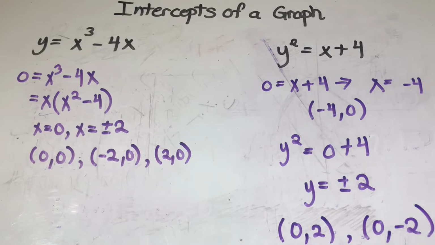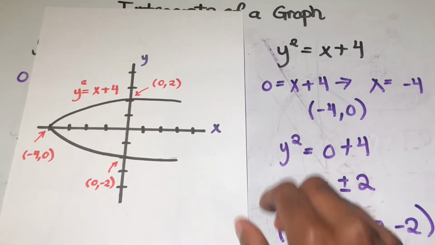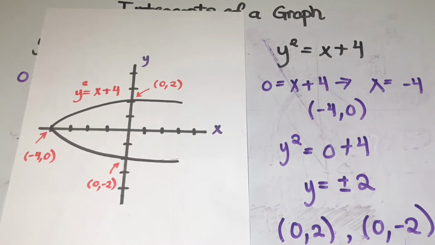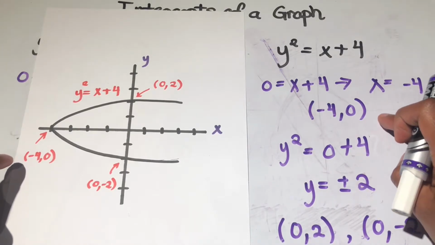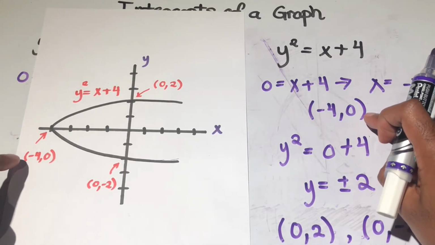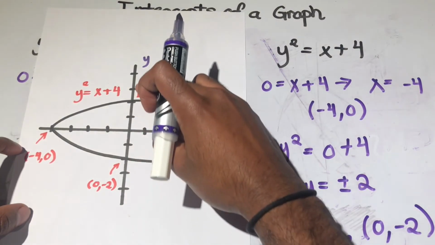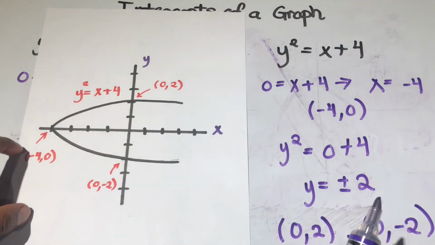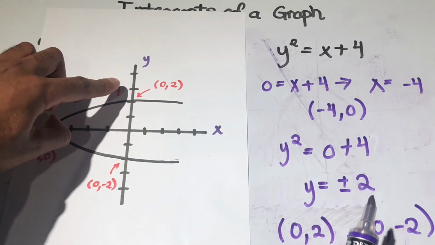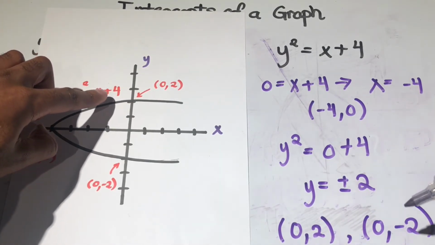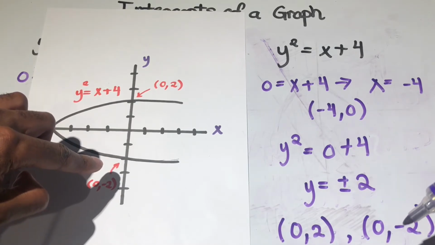Looking at that graph, as we said, the x-intercept is negative 4, 0, which is right here. Then we have the y-intercepts, 0 and 2, and 0 and negative 2.